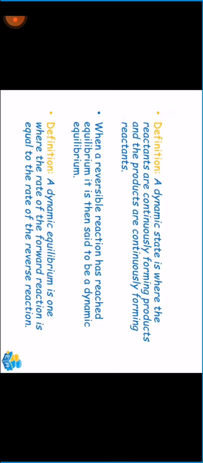So based off the last graph, we have a dynamic state where the reactants are continually forming products and the products are continuously forming reactants. And when a reversible reaction has reached equilibrium, we actually say that it is a dynamic equilibrium. So a dynamic equilibrium is one where the rate of the forward reaction is equal to the rate of the reverse reaction. And we've shown that in our diagram.